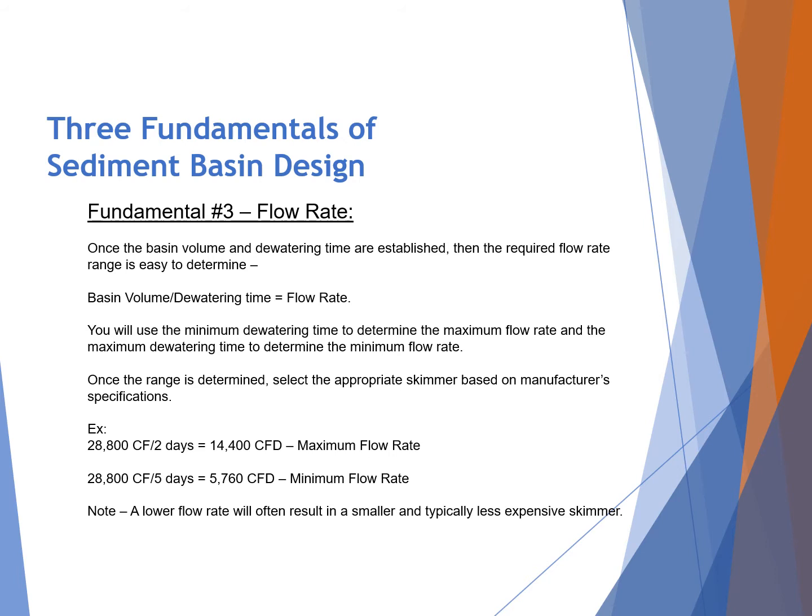that basin. For example, if you had our 28,800 cubic foot basin, if we drain it in 2 days, has a flow rate of 14,400 cubic feet per day. So that would be your maximum flow rate. However, if you would allow it to go up to 5 days, then the flow rate would be only 5,760 cubic feet per day, which would be your minimum flow rate, assuming an allowable 2 to 5 day drain time. Note that a lower flow rate will often result in a smaller and typically less expensive skimmer, which may be desirable for your contractor or client.